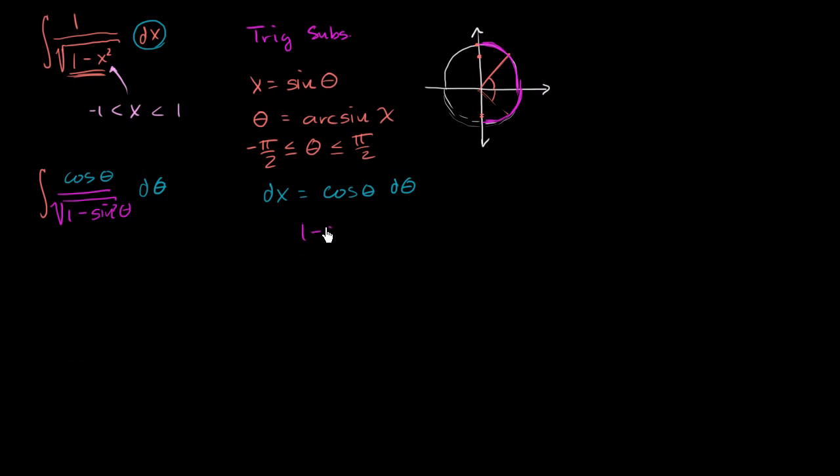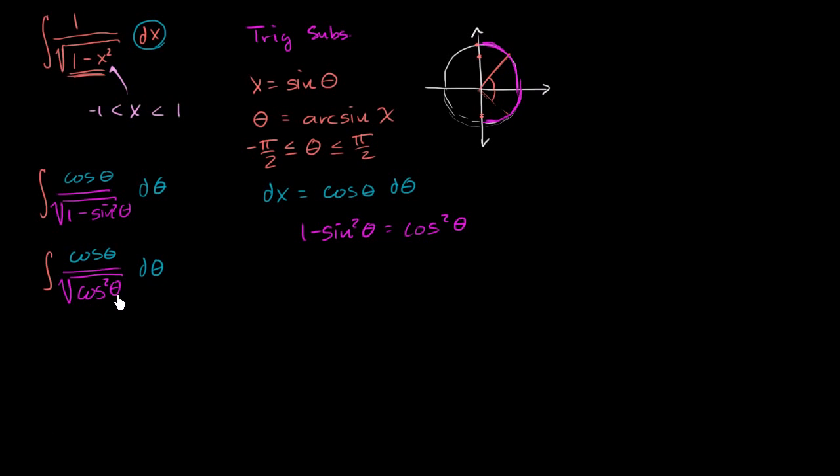Let me write this down. 1 minus sine squared theta is equal to cosine squared theta. This comes straight out of the unit circle definition of trig functions. Cosine squared plus sine squared is equal to 1. So we can rewrite this as being equal to the indefinite integral of cosine theta d theta over the square root of cosine squared theta.